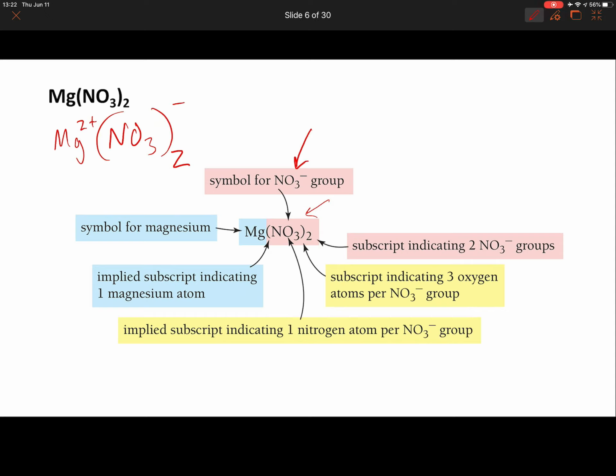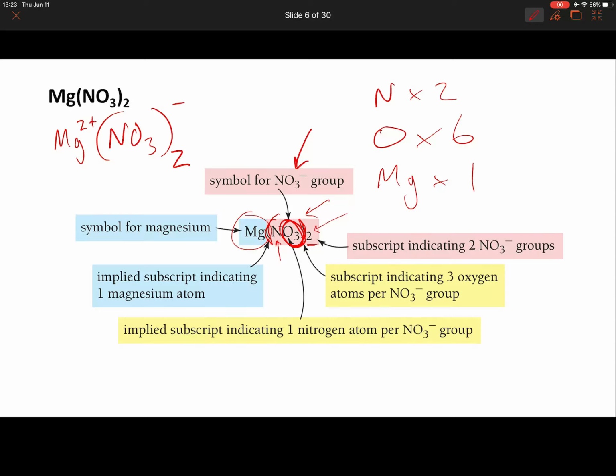So again, let's count how many atoms there are in each of these. So 1 magnesium, we can see that there's no letters, no numbers under it, so it's implied that there's 1. We see here that there's a 2 outside the parentheses. So that means there's 2 sets of whatever's in the parentheses. Within the parentheses, there's 1 N. But because we have 2 of those whole groups, there's 2 N's. How many O's are there? Well, within the parentheses, we see that there are 3 O's. But we have 2 of these groups, so there are 6 O's.